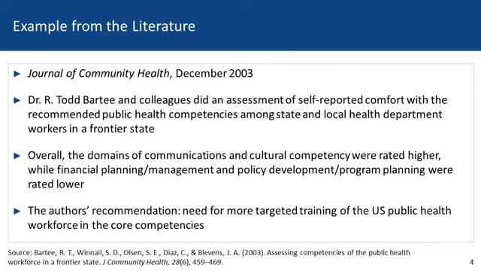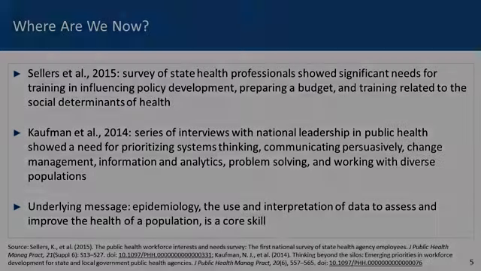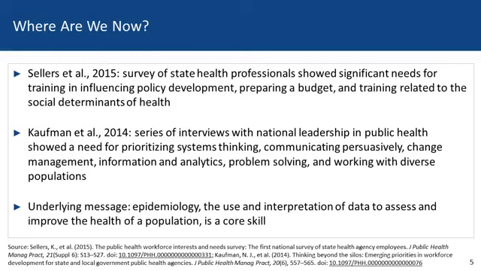From this study, the author's recommendation was that we need more targeted training of the U.S. public health workforce in these specific core competencies. This is an example of how an organization may use this tool to actually see where their training needs are most specific. So where are we now since 2003? Sellers et al. in 2015 did a survey of state health professionals and showed significant needs for training in influencing policy development, preparing a budget, and training related to the social determinants of health.